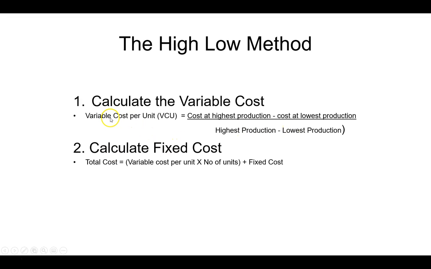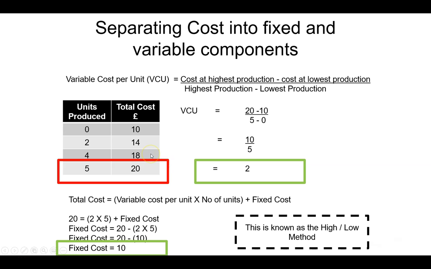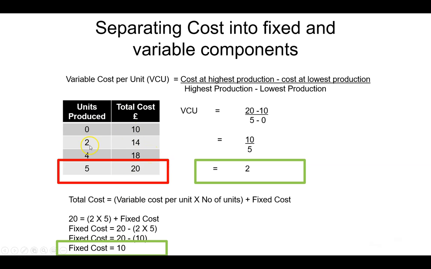Then once we know the variable cost per unit, we use it to calculate the fixed cost component of the semi-variable cost. So by using this formula, which is the total cost equals our variable cost per unit times the number of units plus the fixed cost, now we can use any of these. You can use any of these to work out your fixed cost here. We chose this. You can choose this. Any of these should be able to help you to work out the fixed cost, which should be the same, 10.